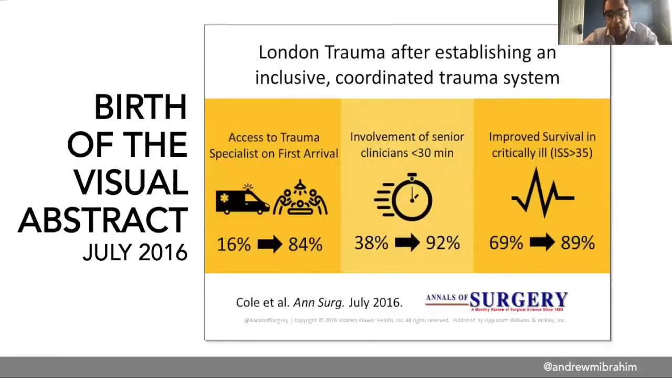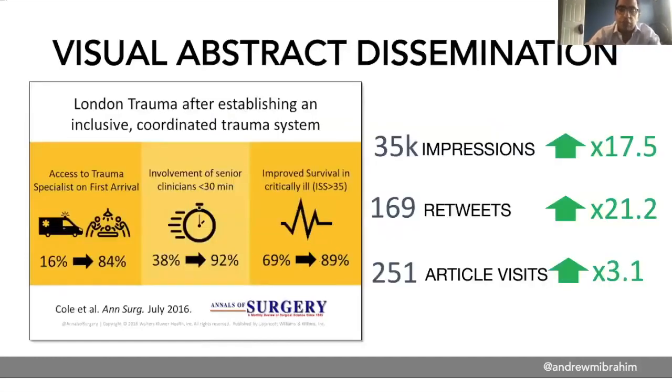This is the first visual abstract created now almost 4 years ago. London trauma after establishing an inclusive coordinated trauma system. Access to a specialist on first arrival went from 16 to 84%. Involving of a senior clinician in the first 30 minutes went from 38 to 92%. And improved survival for critically ill patients went from 69 to 89%. In just a few seconds, you got the main headline findings of that paper, and the impact was pretty dramatic.